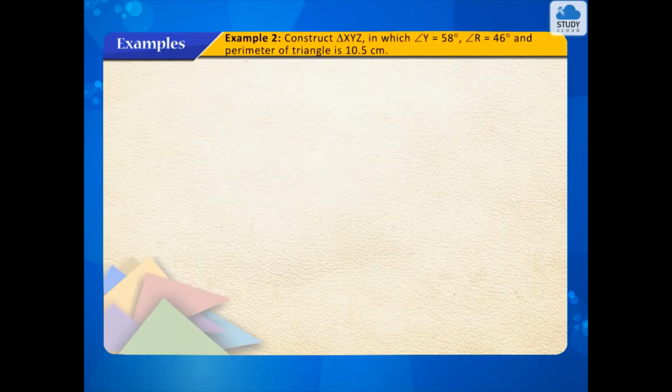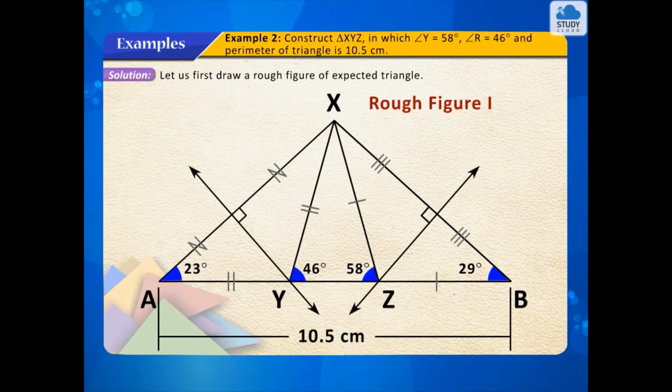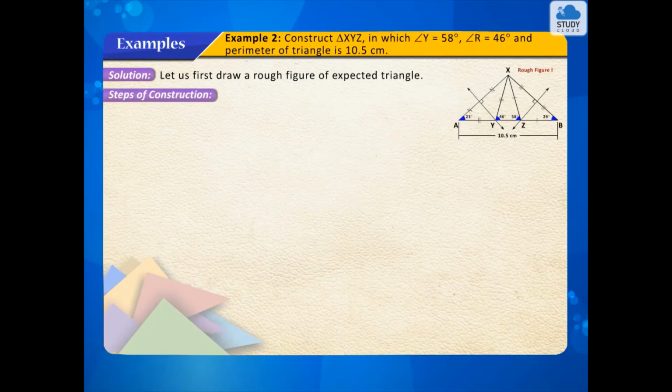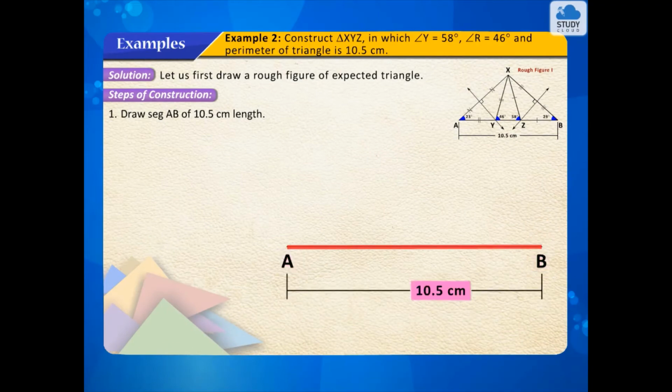Example 2. Construct triangle XYZ in which angle Y = 58 degrees, angle X = 46 degrees, and perimeter of the triangle is 10.5 centimeters. Solution. Let us draw a rough figure. Steps of construction. 1. Draw segment AB of 10.5 centimeter length.